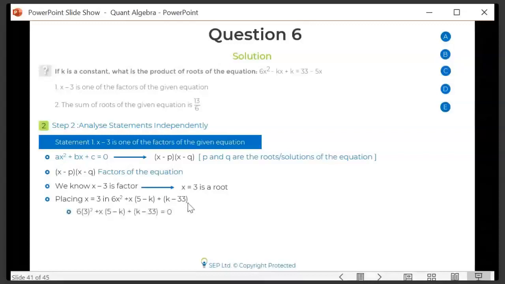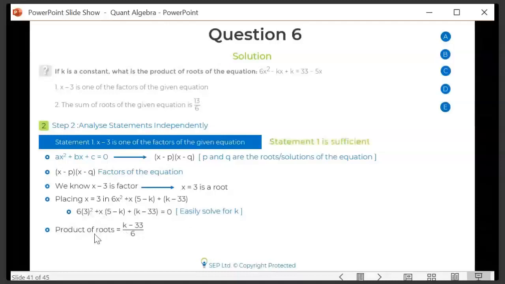It helps me because if I put 3, then I can solve for x and find out the value of k. And once I know the value of k, I can find out the product of roots. We can replace this x also with 3, and this will become 3. So I can solve for k, put it here, and get my answer. So that's why statement 1 is sufficient.